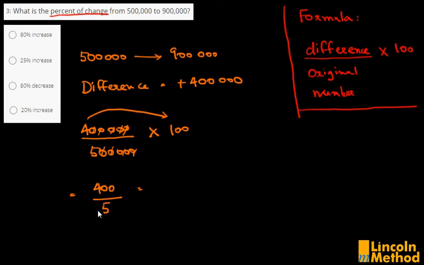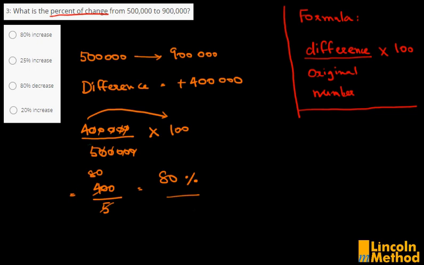So 400 goes into 5, 8s are 40, which means 5 80s are 400. So 400 goes into 580 times. So in fact, no, it's 80. And I'll add the percent sign, so 80%.